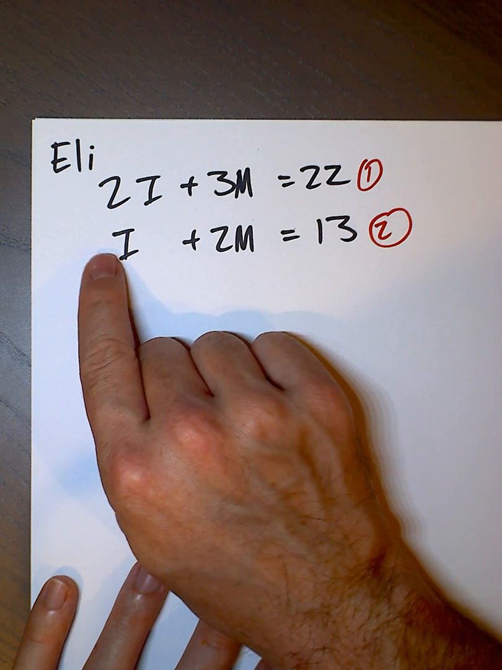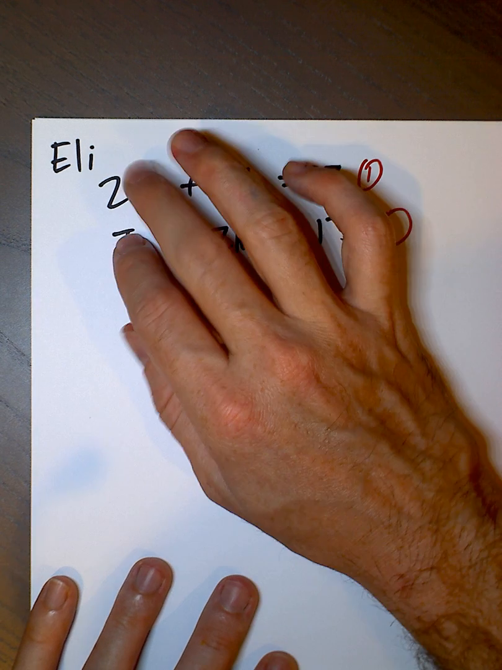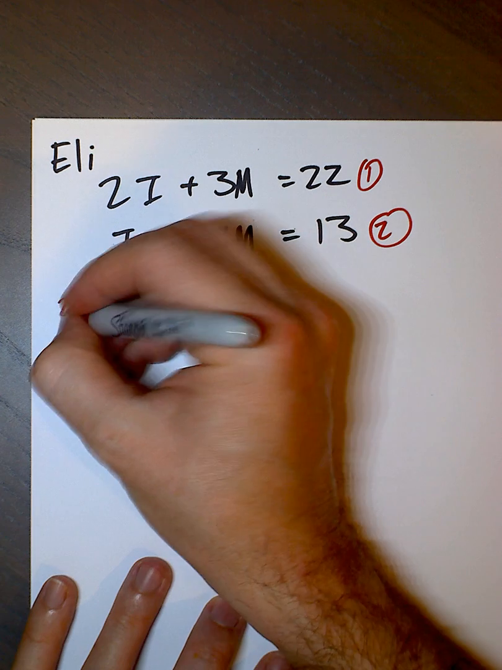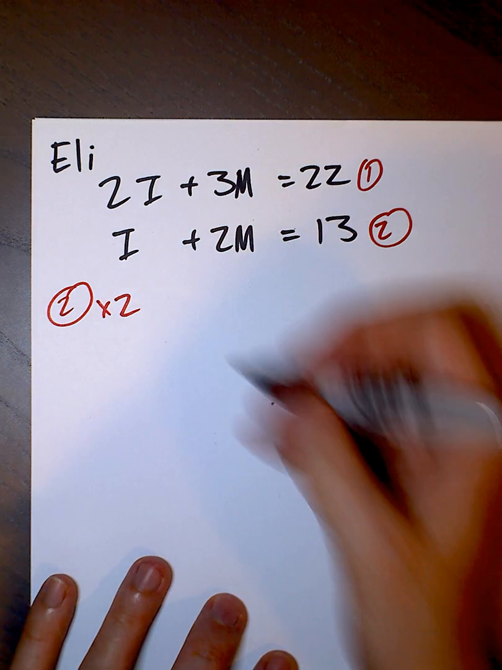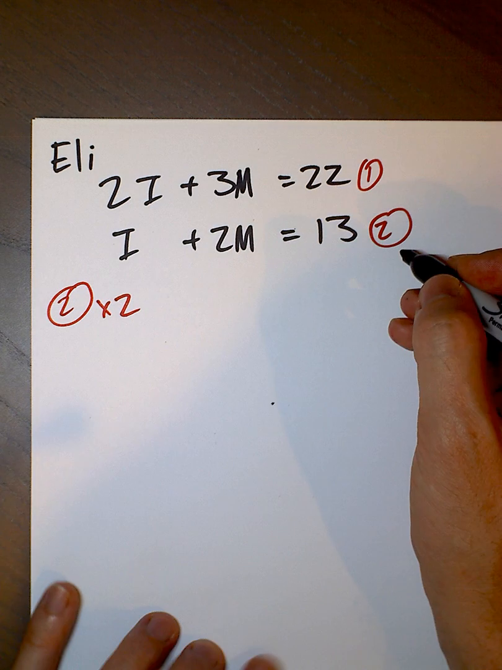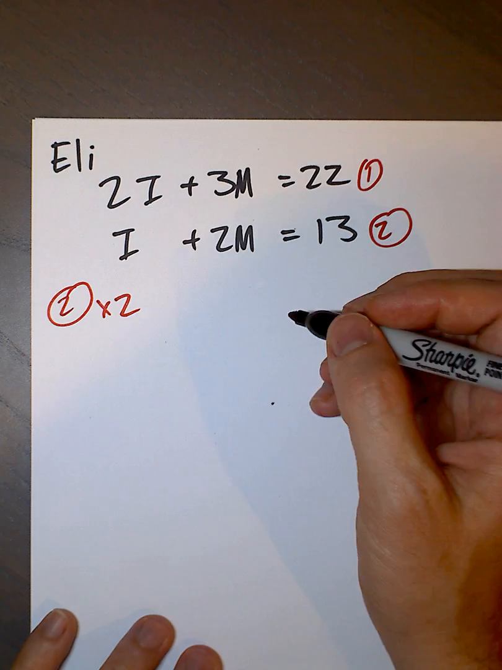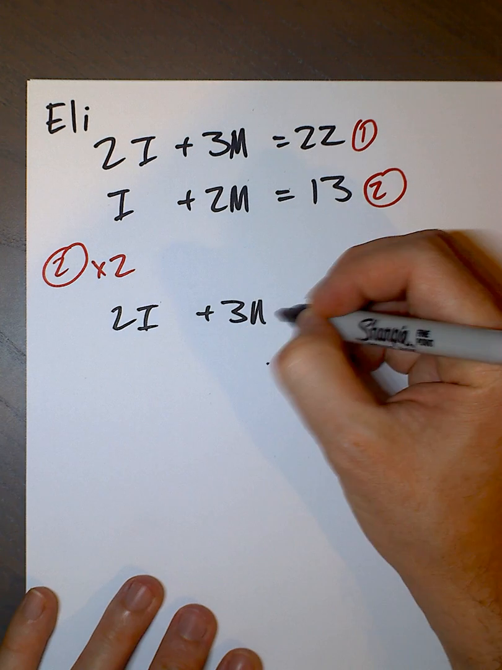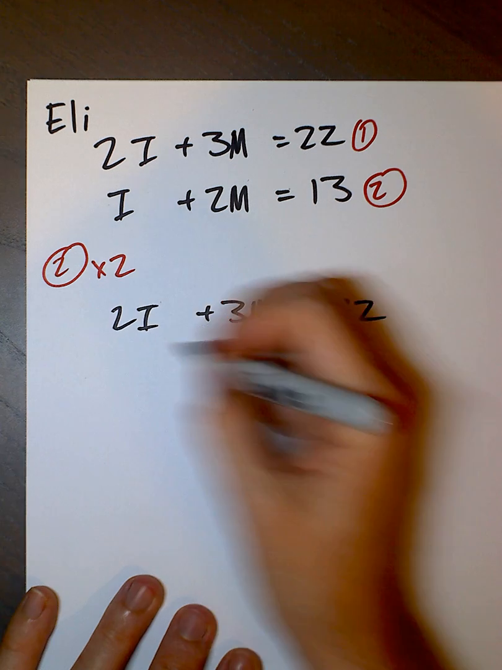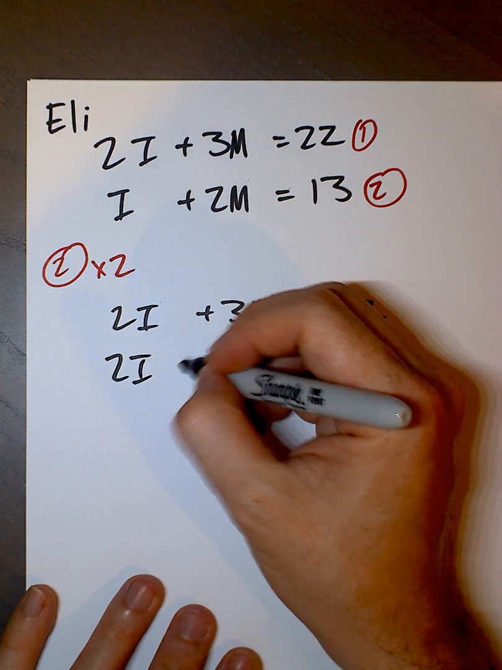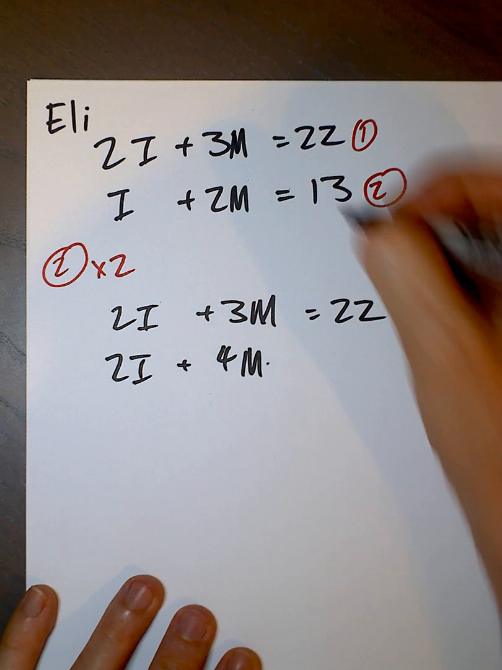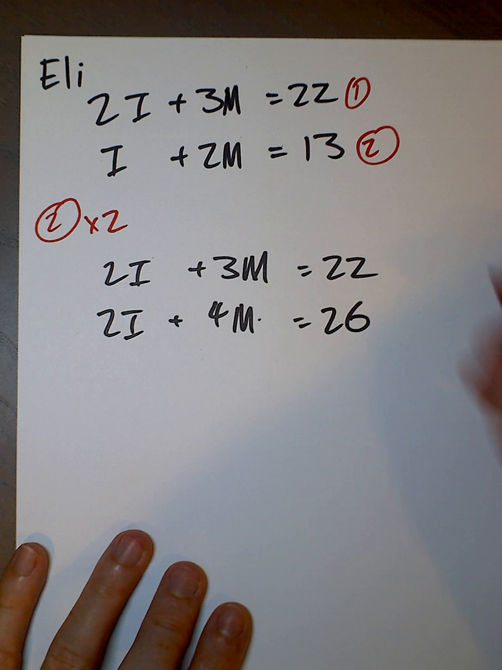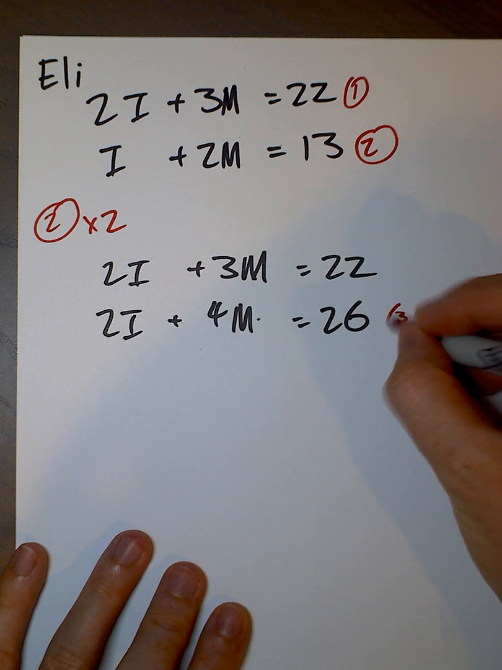That'll give me 2i here. I don't really care about the rest of it. As long as those two match up, I can minus them from each other. So my first thing is I'm going to get equation 2, and I'm going to times it by 2. So everything in equation 2 is getting times by 2. Now I'm going to write equation 1 just so I can show you what I'm going to do next. So times by 2, that's 2i plus 4m equals 26.